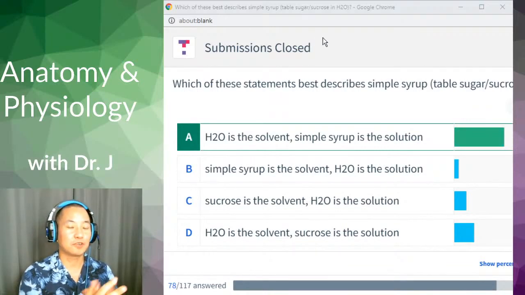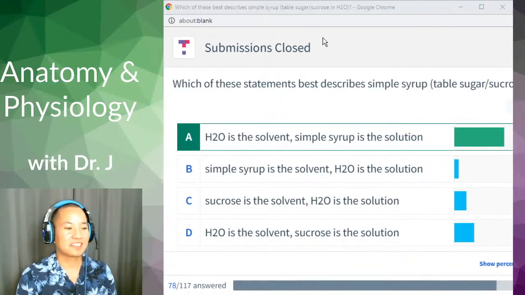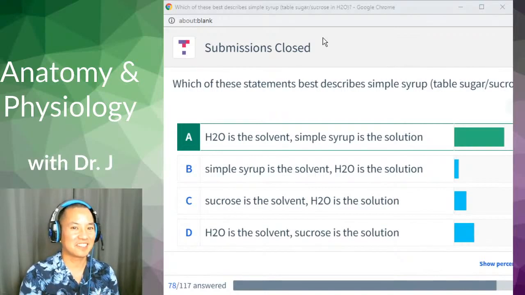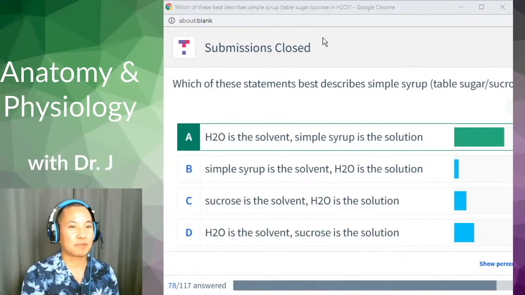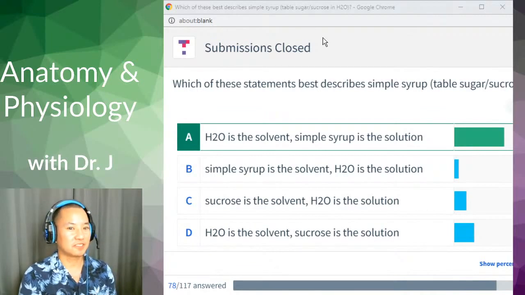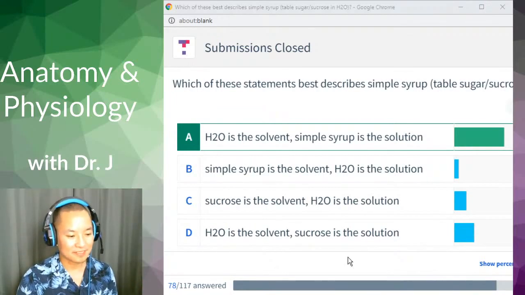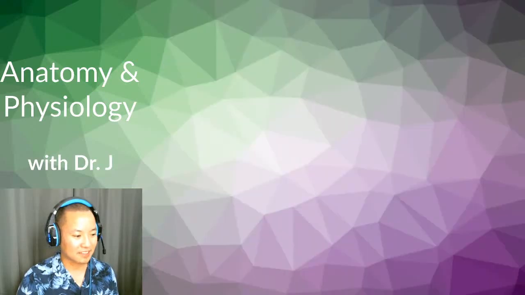Again, solution refers to the overall mixture. So the people who selected D, sucrose is not the solution, it's the solute. This is where it gets very tricky. They all sound very similar, but they refer to different parts of a solution. The solute, ending with the E, is the substance being dissolved, a solid being dissolved in some sort of liquid. Water is the solvent, the liquid doing the dissolving. And the overall solution is the mixture of the solute plus solvent. Okay, all right, back to our lecture.